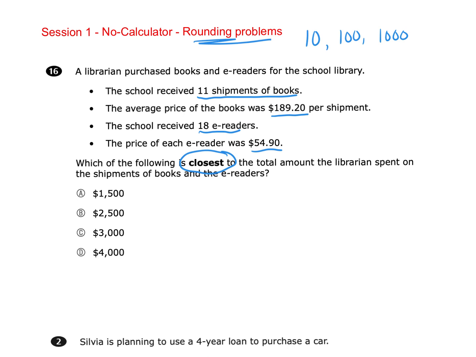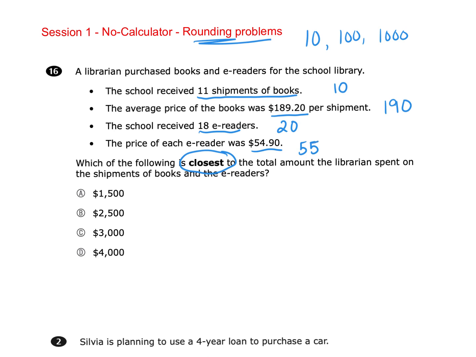So following rules of rounding, 11, I would round to 10. $189.20, I would round that to $190. 18 readers, I would round to 20. And $54.90, to be as accurate as possible, I would round that to 55.